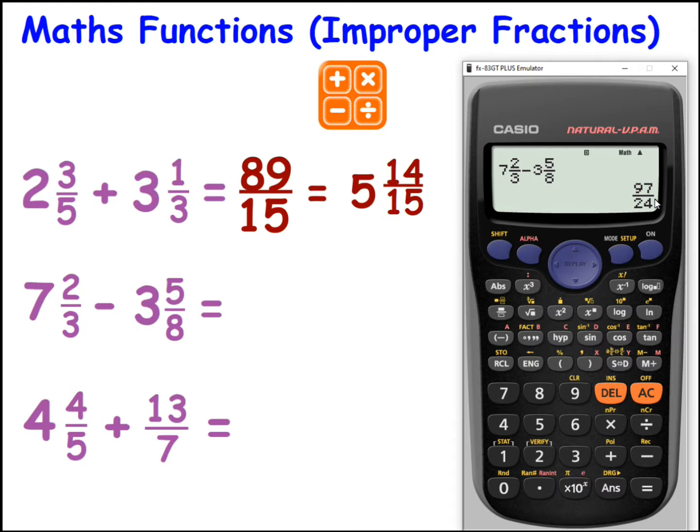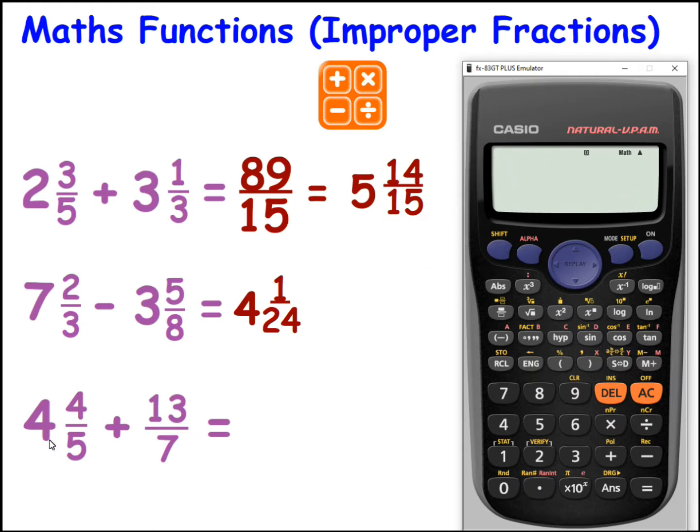Your answer is an improper fraction, so to get a mixed number, because that's the format we're using, press Shift SD to switch between the improper fraction and a mixed number. So our answer is 4 and 1/24. And that's how you do a mixed number calculation to get a mixed numbered answer. Let's do the final one. So we have a mixed number and an improper fraction, so we'll give our answer in both ways.